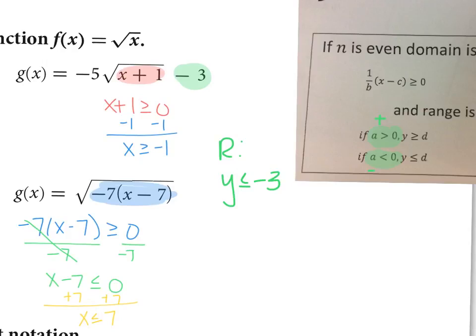Okay, what about on problem 5? What's A in this problem? 1. Is that positive or negative? Positive. There was no reflection, so my range is going to be y's that are greater than or equal to what? What's here? 0.